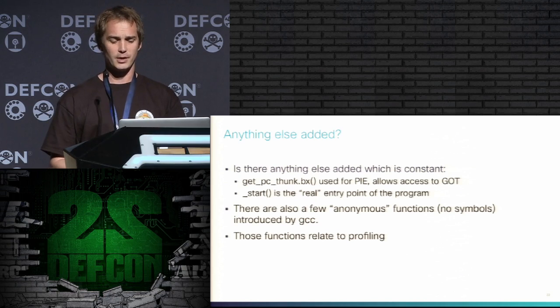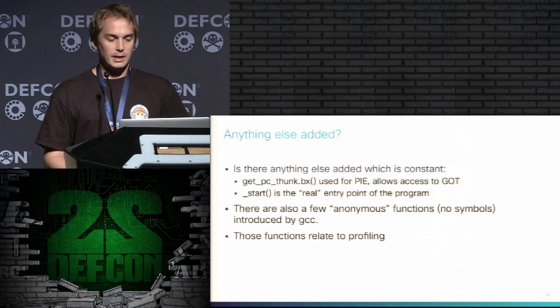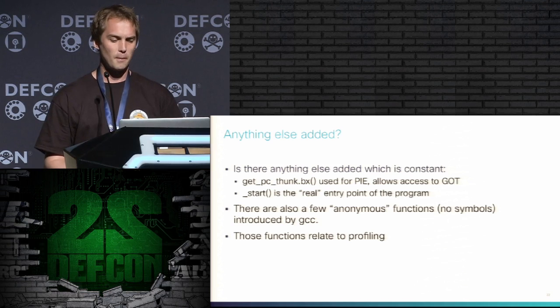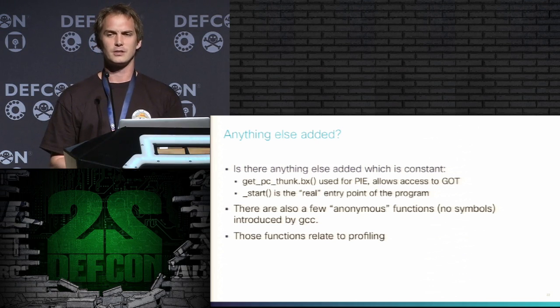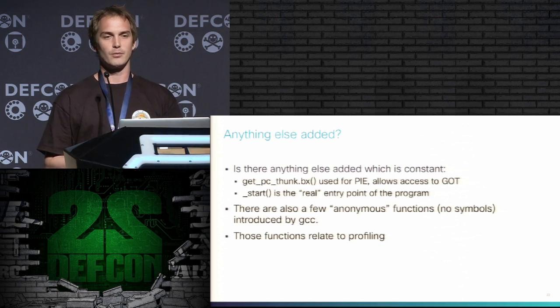So I went back to my binary and said, all right, is there anything else which is added which I could use? I looked at the binary and there's a bunch of functions which are added by GCC in some cases. They've got no symbols attached to them, so it's kind of hard to figure out what they do, but they're just a bunch of anonymous functions which are inserted into your program. If you look at the disassembly of your program, you'll see that there are some functions with no symbols associated and they're just there.